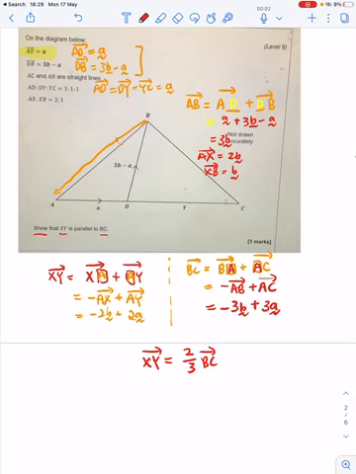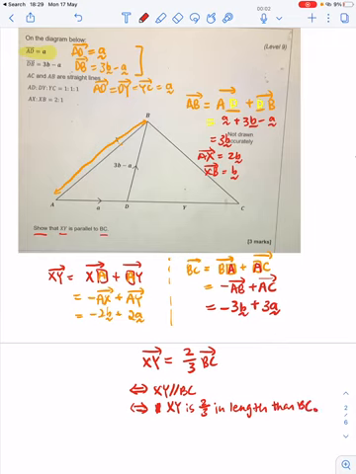Then by inspection, I can conclude that XY is 2/3 BC. This gives me two pieces of information. It tells me that XY is parallel to BC. It also tells me that XY is 2/3 in length of BC.